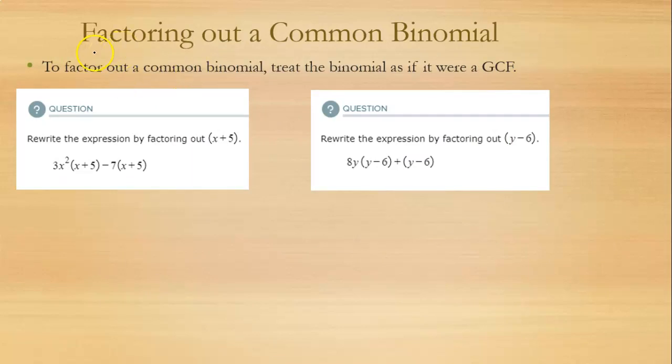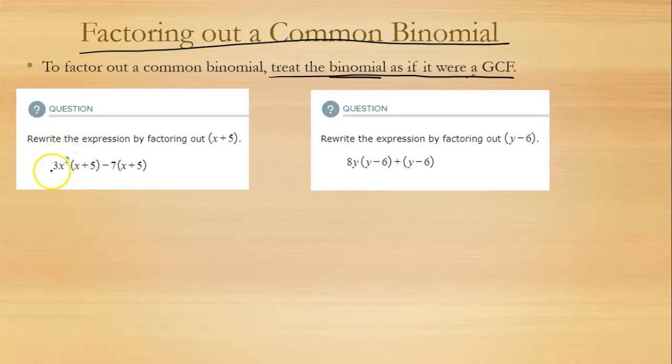Now, let's take it a step forward. So I want you to start a new topic and call it factoring out a common binomial. We want to treat the binomial as if it were a GCF. So what I have here are two things being multiplied, 3x squared times x plus 5, and negative 7 times x plus 5. In both cases, here we have a factor of x plus 5, here we have a factor of x plus 5, so our GCF is equal to x plus 5.